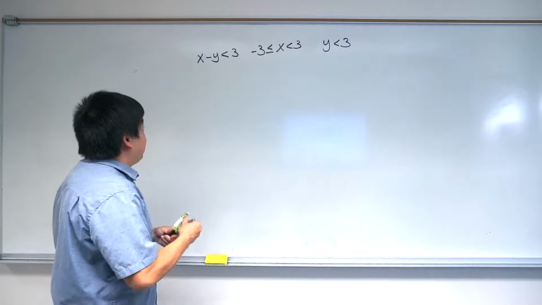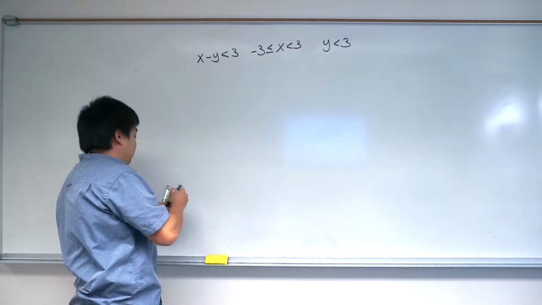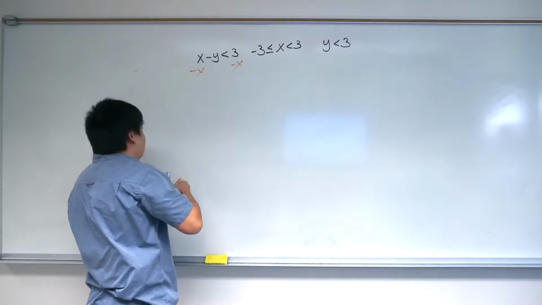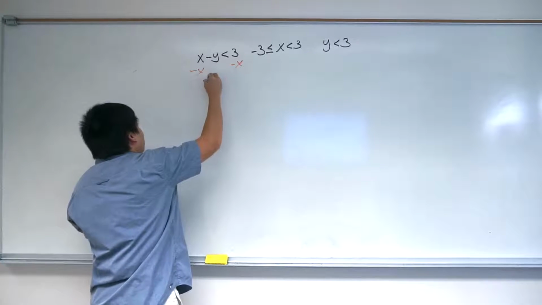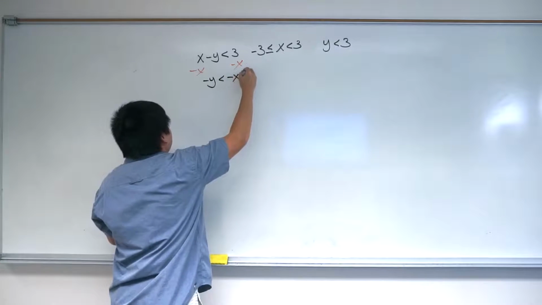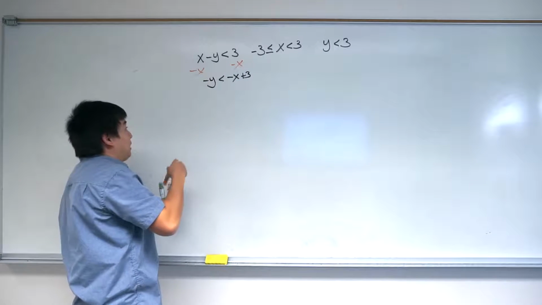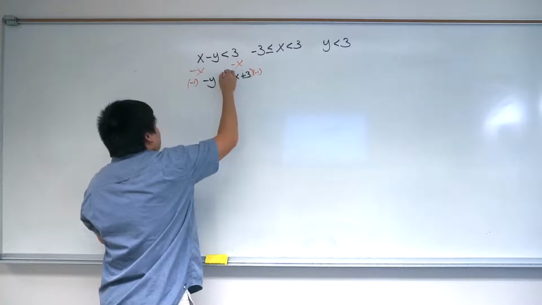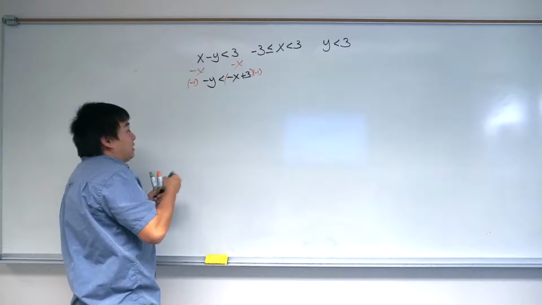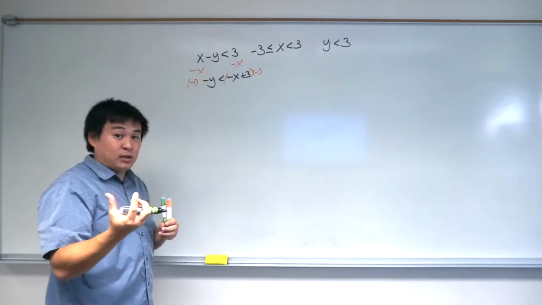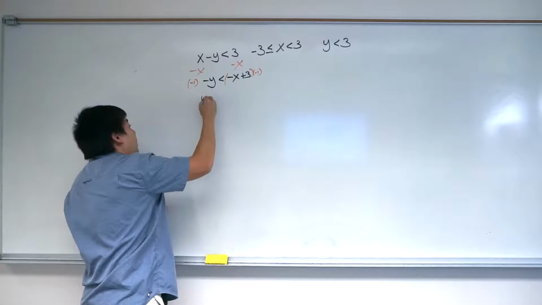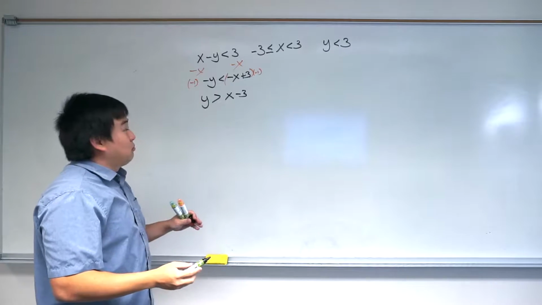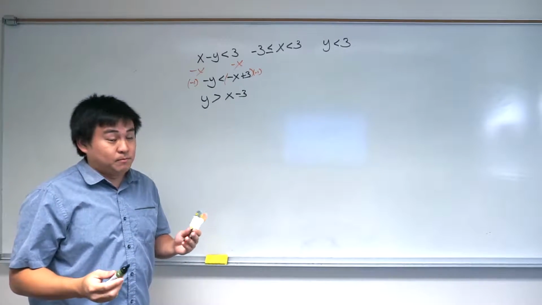But the one on the left here, we can solve this one by bringing over the x. So we have negative y is less than negative x plus 3, and then multiplying both sides by negative 1. And anytime we multiply or divide by a negative, the inequality flips. So y is greater than x minus 3. So with all three of these, let's go ahead and graph them.